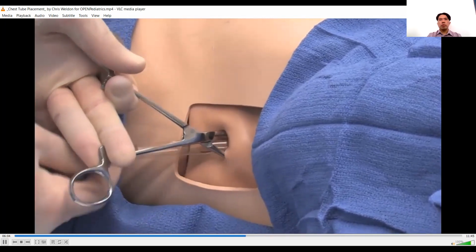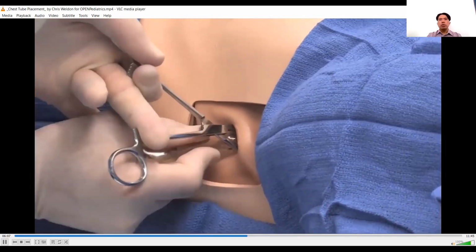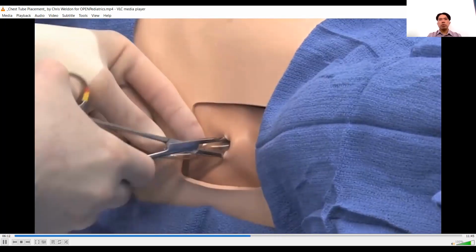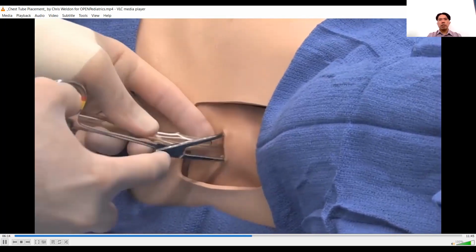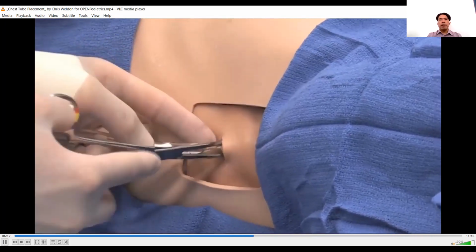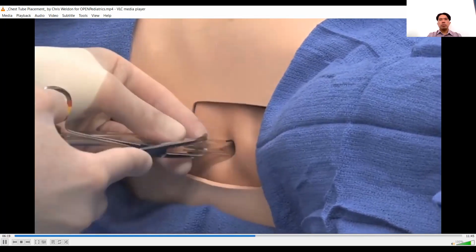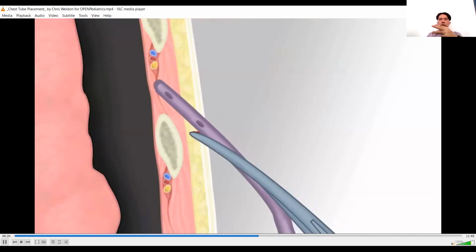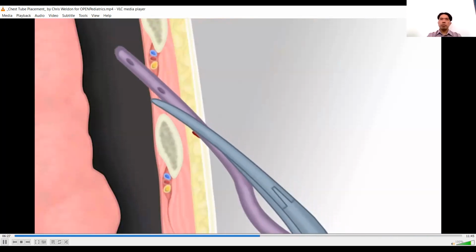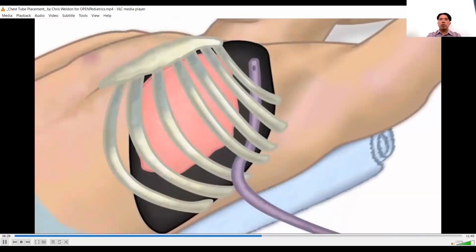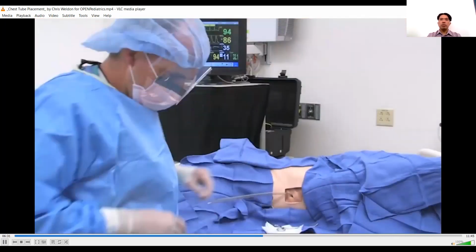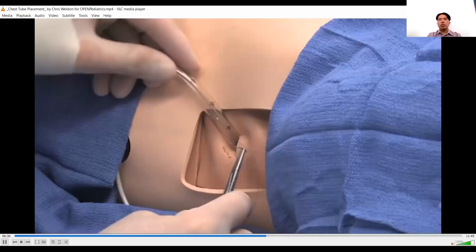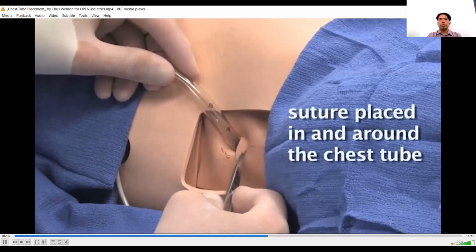Here he was able to make a path for the chest tube. This is a fairly good demonstration of how a chest tube is placed. He was able to identify landmarks, and the confirmatory sign here is sometimes air comes out or blood comes out. When it comes out, you would say to yourself, "Oh, I'm in the chest cavity already." When you put in the chest tube, you have to secure it with sutures.